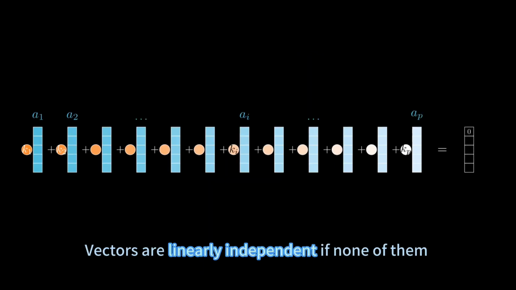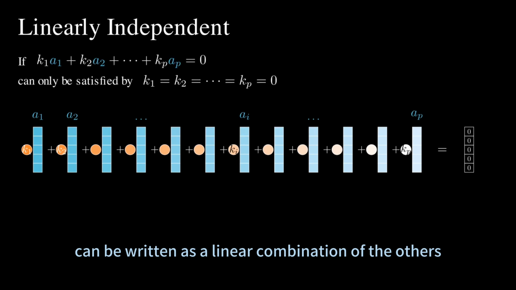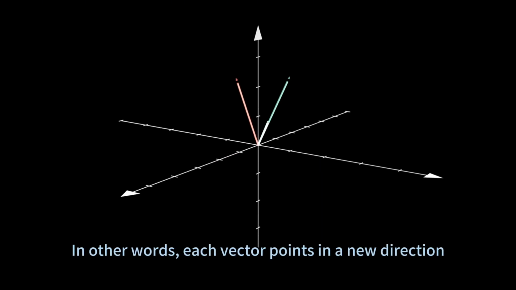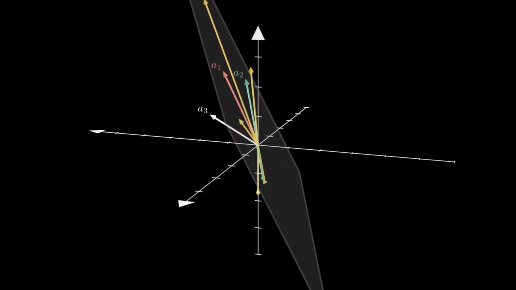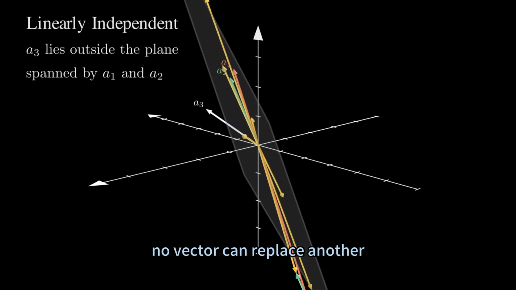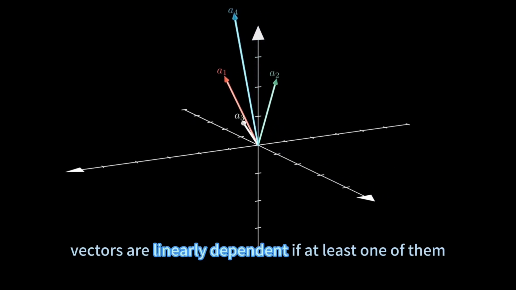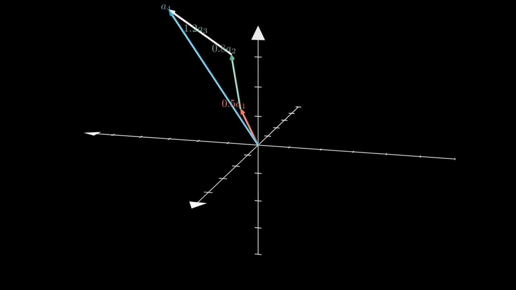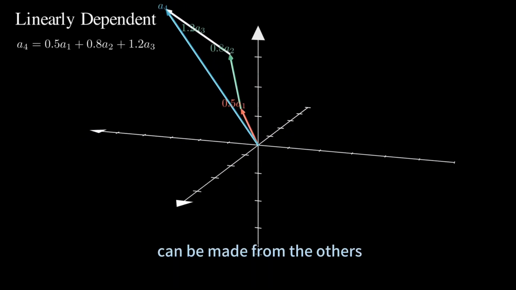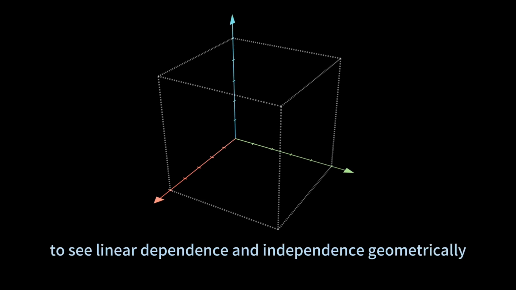Vectors are linearly independent if none of them can be written as a linear combination of the others. In other words, each vector points in a new direction. No vector can replace another. On the other hand, vectors are linearly dependent if at least one of them can be made from the others. Let's go back to RGB color space to see linear dependence and independence geometrically.